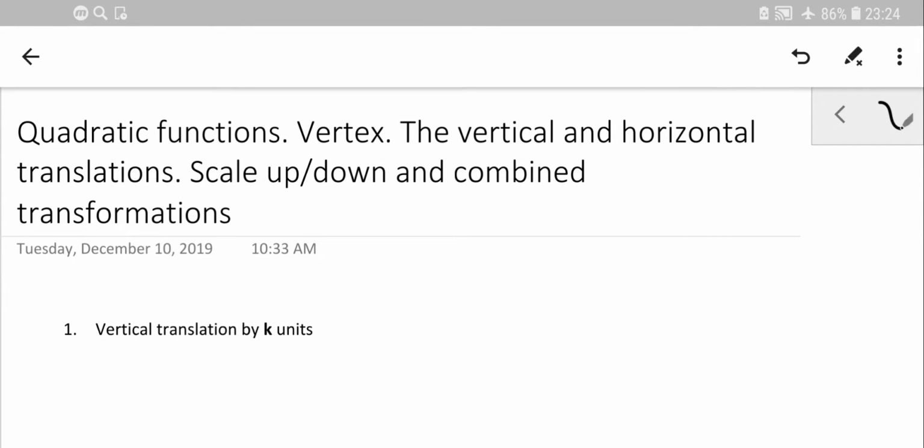Hello guys, welcome back to Quadratic Functions. Here we are going to explore quite a lot of stuff, so be ready for that.